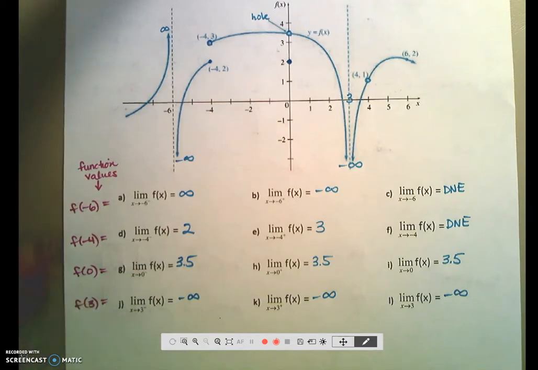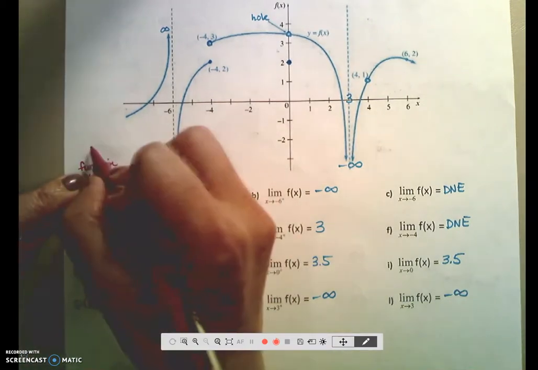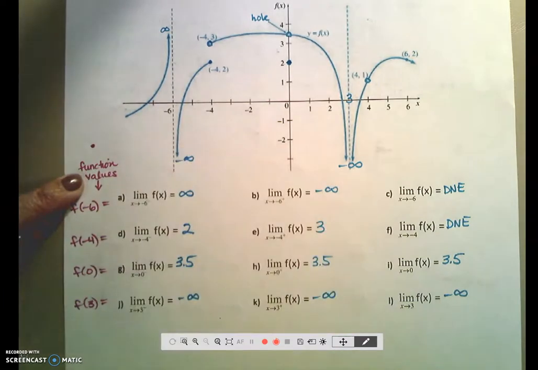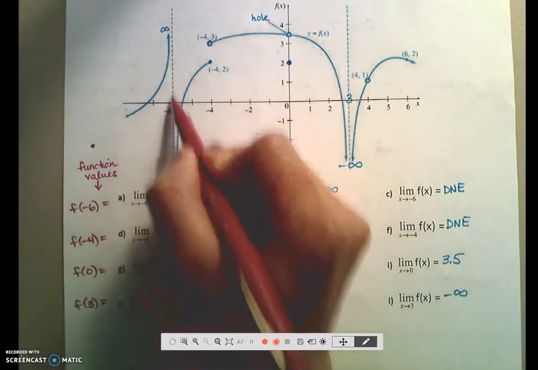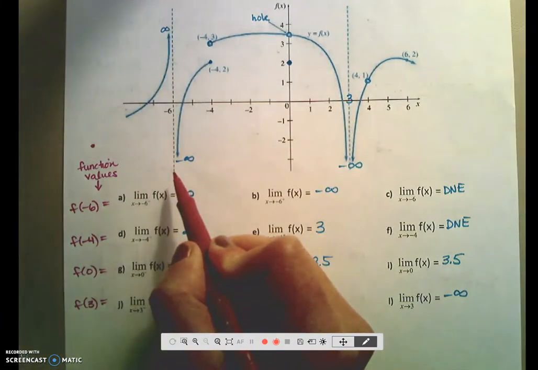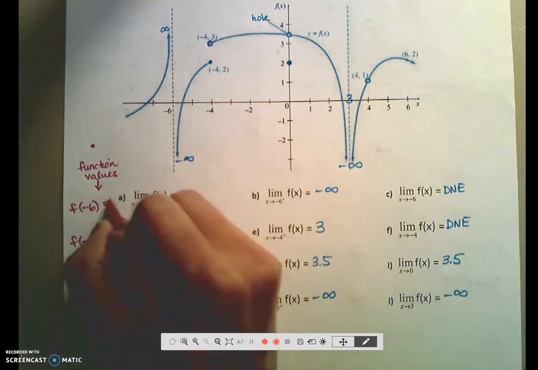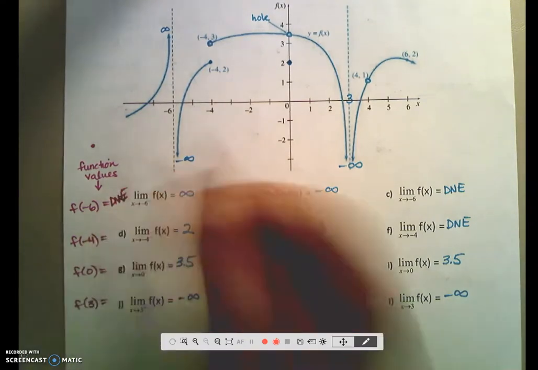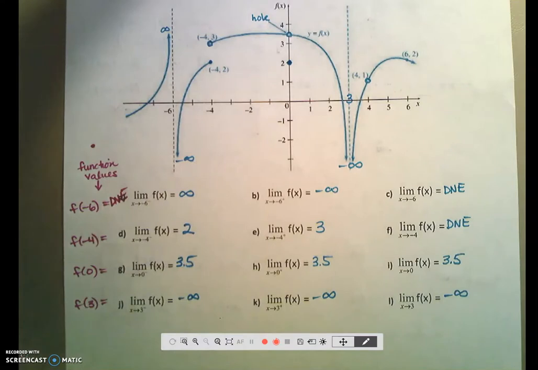This is just algebra. When I ask for a function value, I am talking about an actual dot or an actual line. You cannot have a hole, you cannot have a vertical asymptote. It has to be an actual point, like you could write the XY coordinates for the point if you had to. So at -6, if you look up and down, do you have a dot or a point or anything? No, because this is a vertical asymptote. So function value does not exist. You don't have one.